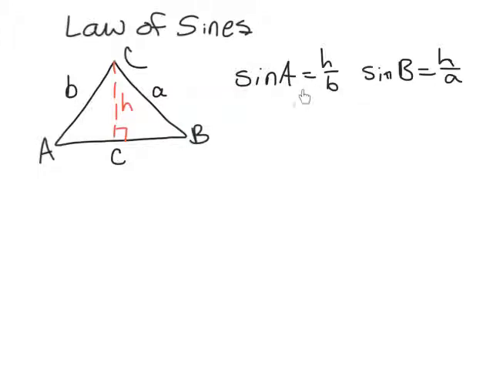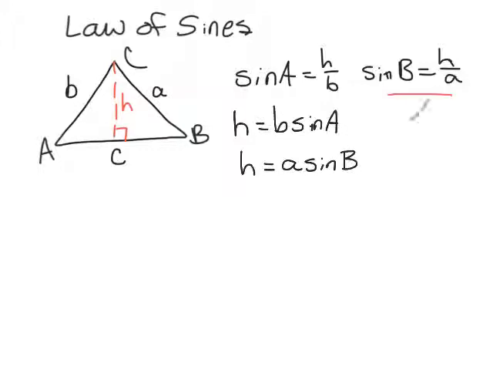Now I'm going to solve both of those expressions for h. To get h by itself, for the first one, I'm going to multiply both sides by b. So these b's would reduce, and then I would have an expression for h. h is equal to b times the sine of A. And then I can do the same thing for the second expression. h is going to be equal to a times the sine of B. So I have two expressions that are in terms of h.